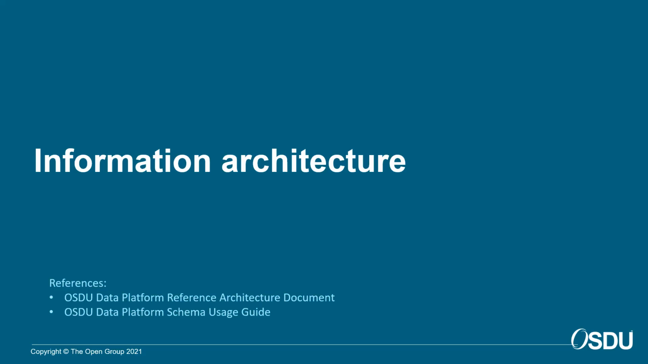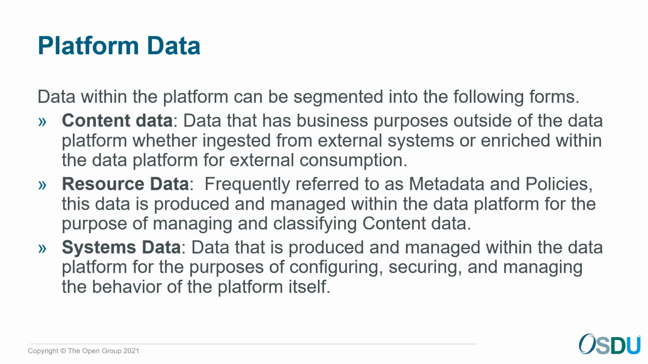I'm now going to talk a little bit about the information architecture for the OSDU Data Platform. There are three major categories of data that's inside of the OSDU Data Platform. The first one we refer to as content data. And this is data that would exist whether or not there was an OSDU data platform at all. So this can be things like field measurements, they can be things like interpretations, they can be things like models. Effectively, these are data that exist outside the platform as well as inside of the platform.